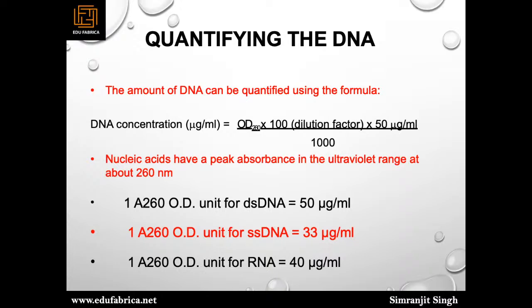To quantify the DNA, mainly we use the OD at 260 nanometers, where we get the concentration in microgram per ml with this formula. If it is at 260 OD, you're getting 50 microgram per ml, then it's double stranded. If it's single stranded, then 33. If it is RNA, then it's 40 microgram per ml.